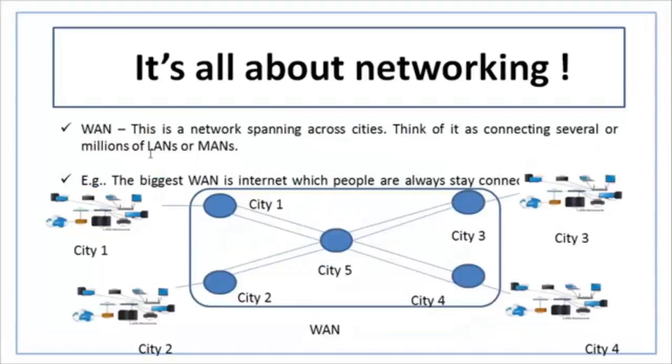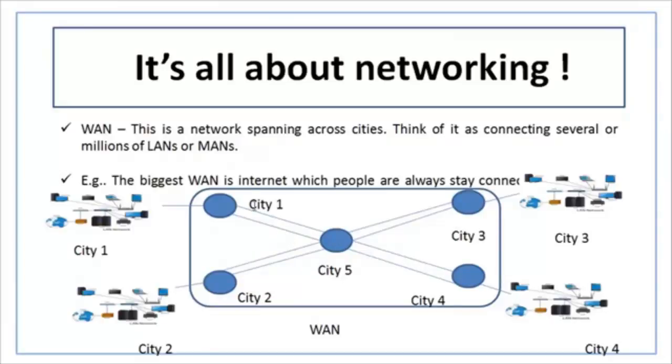Now let's talk about WAN. WAN is bigger than the MAN. WAN is wide area network. It is bigger than us. The network spans more than a city, city to city or country to country. Think of it as connecting several or millions of LANs or MANs. So if there is a network that connects 4 or 5 cities, that is a WAN.